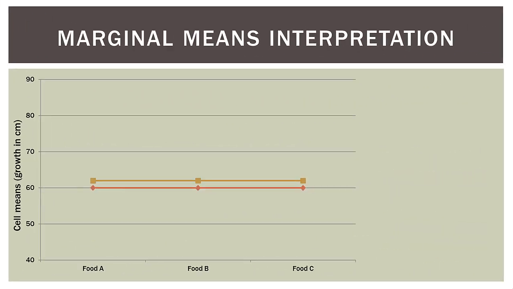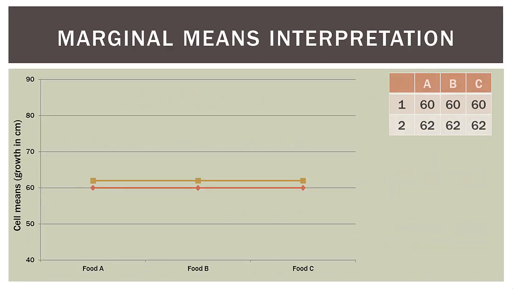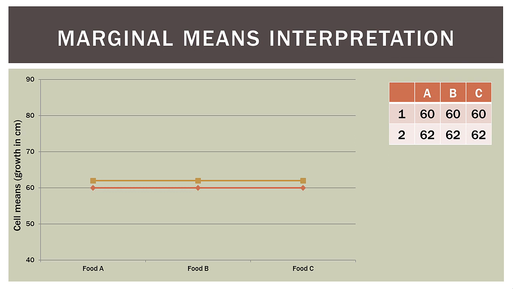So what about one that looks like this? So here's our hypothetical data. So for 1 feeding per day, we had 60, 60, 60. And then for 2 feedings per day, we had 62, 62, 62. That's the top line. Are the lines increasing? No. Are the lines decreasing? No. So what does that tell us?